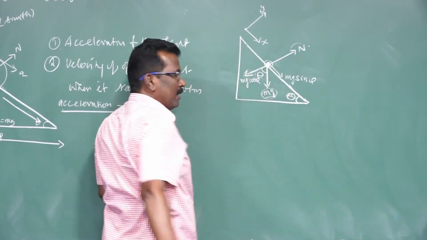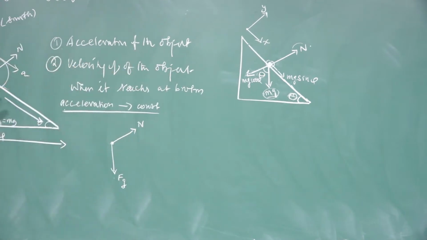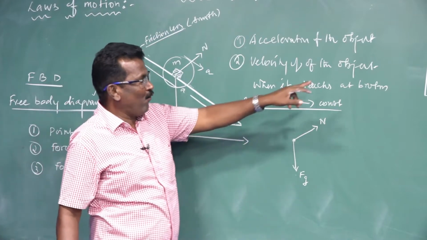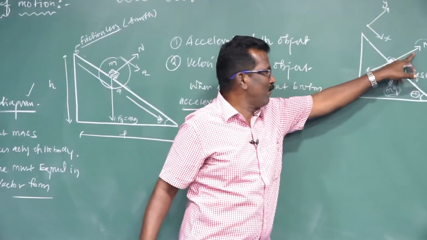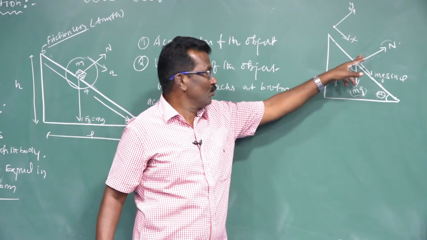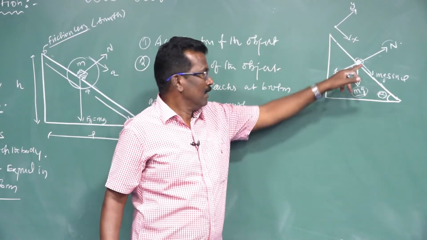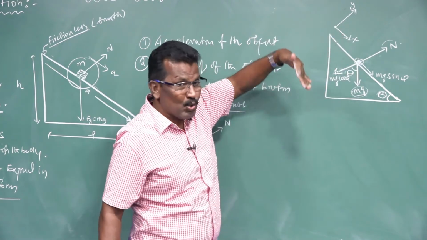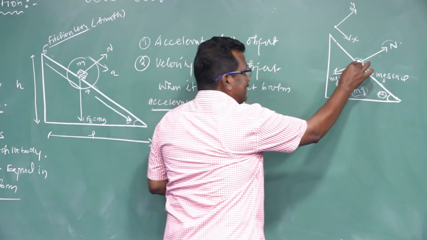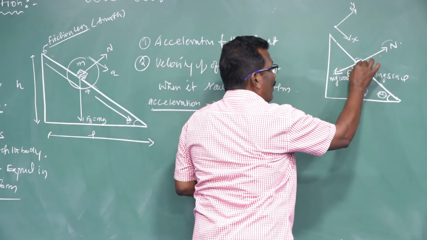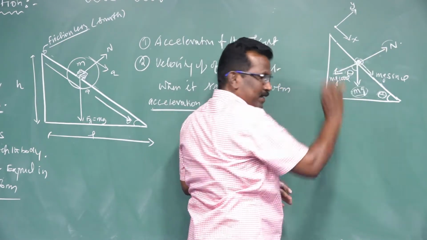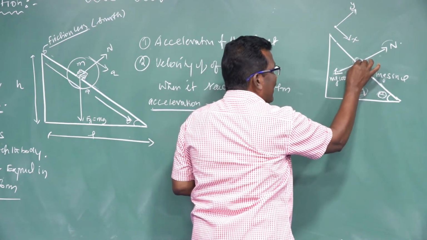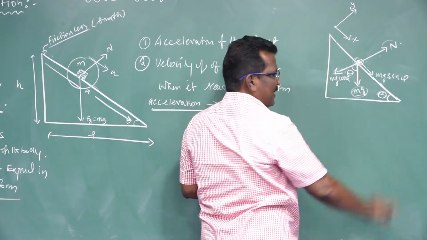This is a body that moves neither in the upward direction nor in the downward direction. So there is no net force along that direction: the normal force and mg cos theta are equal. The body does not move upward, but it has to slide downward. Neither moving upward nor downward along this direction means there is no acceleration from the normal force and mg cos theta.